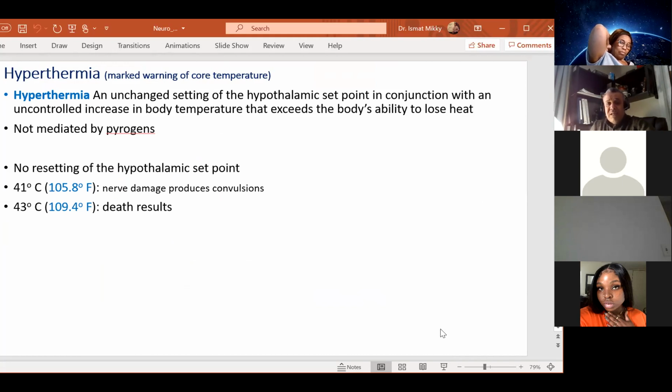And we have also numbers here about hyperthermia. Hyperthermia can produce nerve damage. It can also produce coagulation of cell proteins and can also result in death. It can be lethal. It depends, again, on the temperature, because 109.4 would result in death. Forms of hyperthermia, we said, are heat cramps, heat exhaustion, and heat stroke.